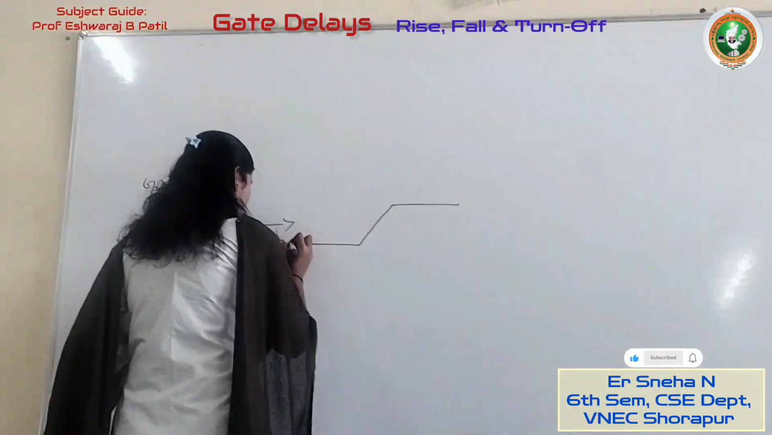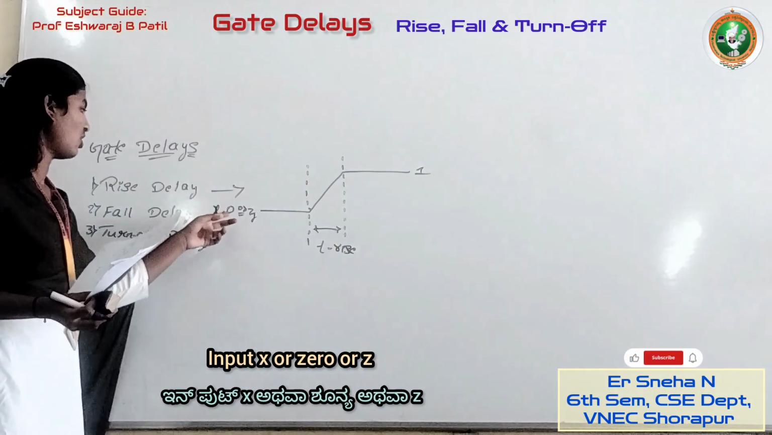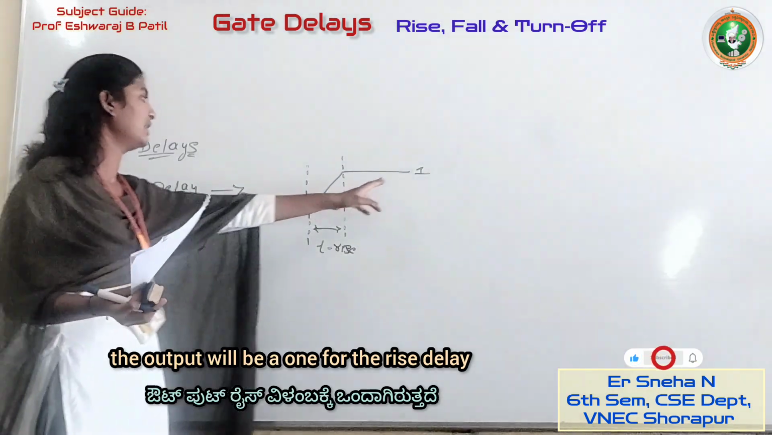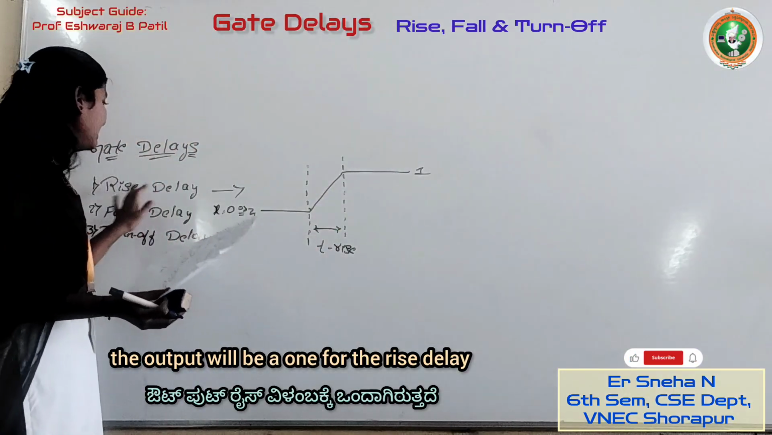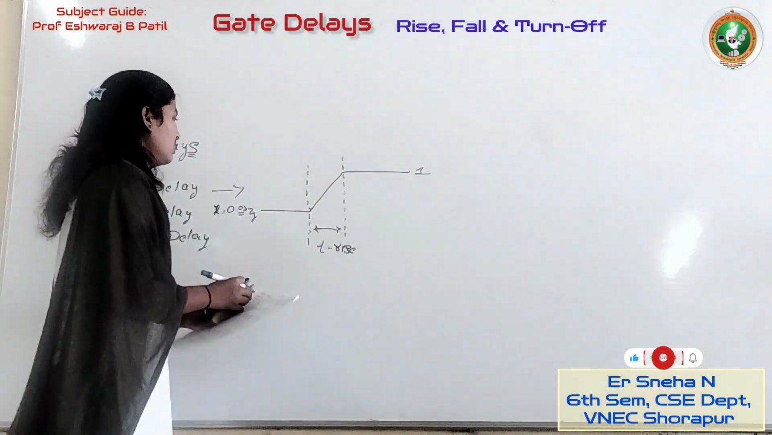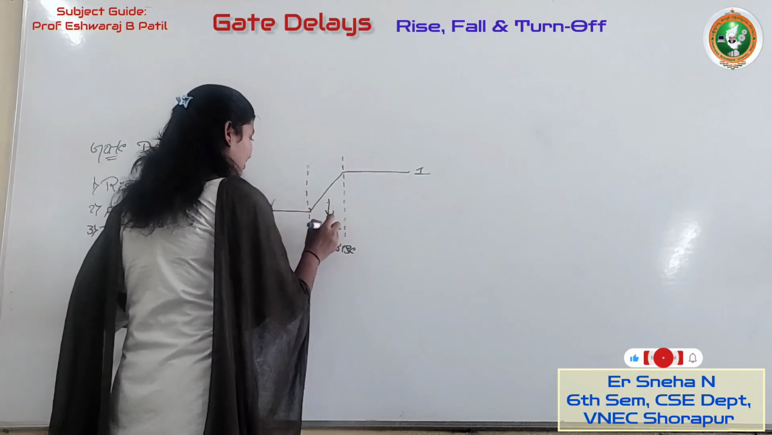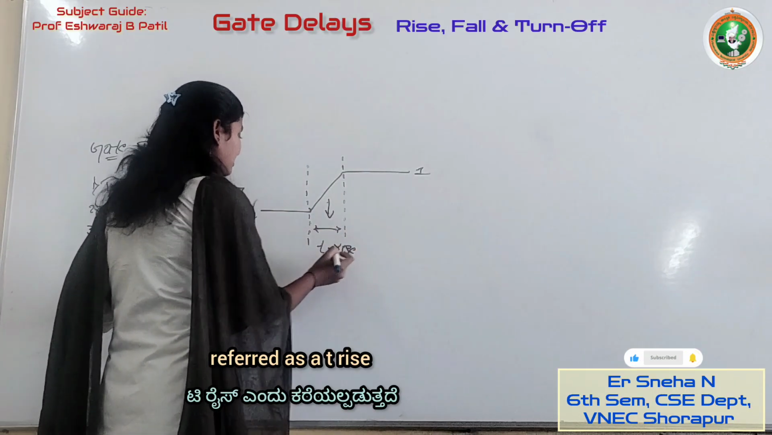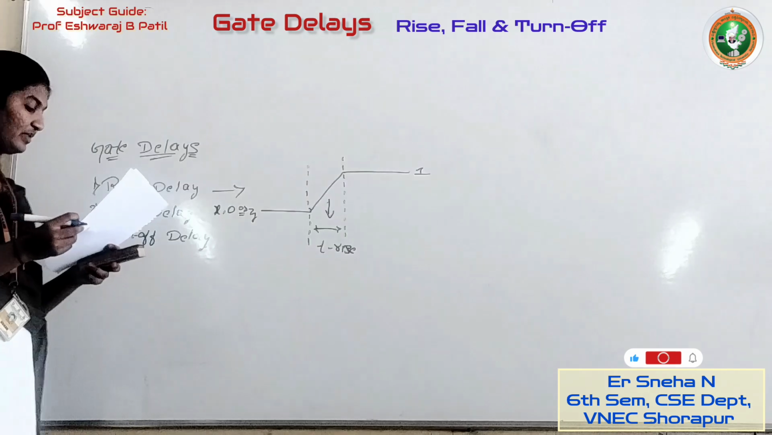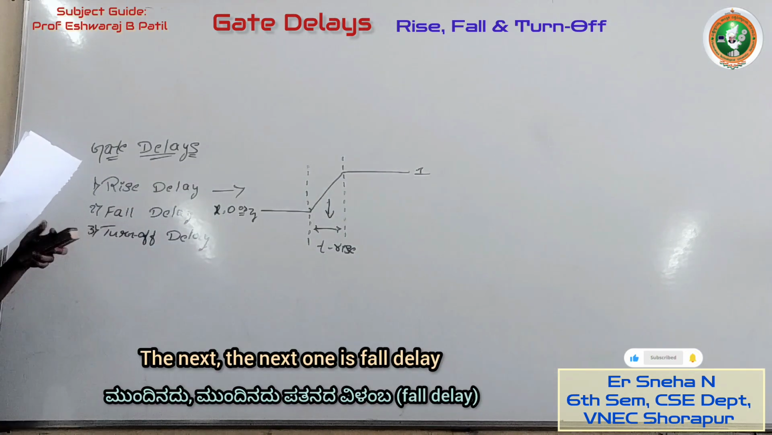For input X or 0 or Z, the output will be a 1 for the rise delay. The delay here is referred to as T rise. The next one is fall delay.